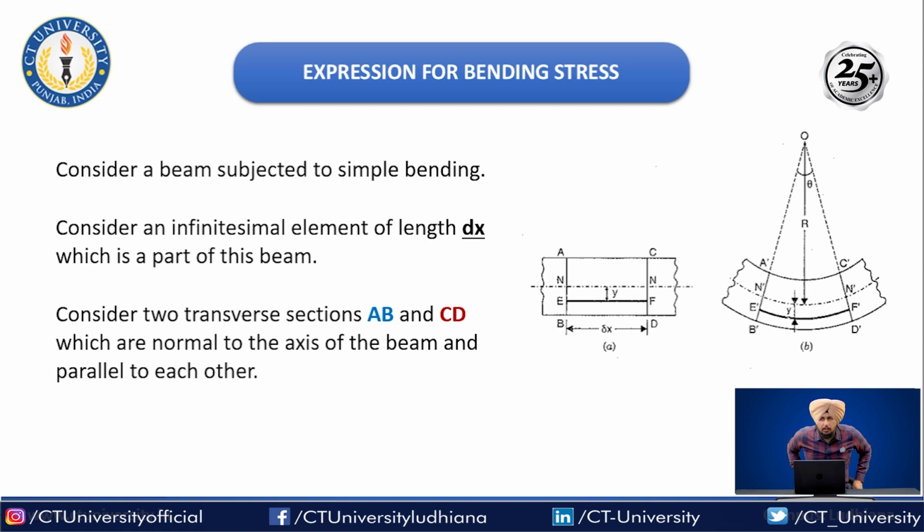So once again, we are going to consider the same small element with the length dx. Again we have named them A, B, C, D. They are normal to the axis of the beam. We have the axis like this, and they will be normal to the axis of the beam. You can see in the figure, before and after, the layer AC has now changed to A dash C dash, and similarly the layer BD has changed to B dash D dash.